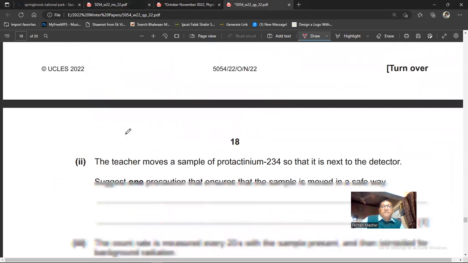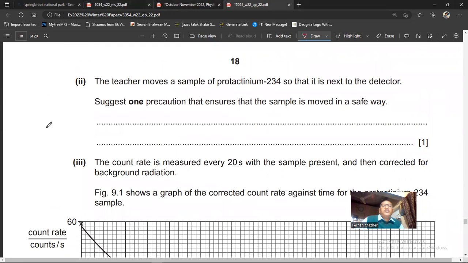Okay, then they say the teacher moves a sample of protactinium-234 so that it is next to the detector. Give one precaution that ensures that the sample is moved in a safe way.